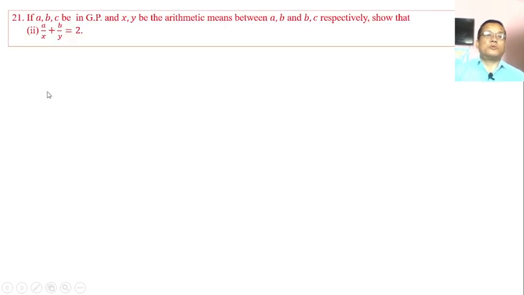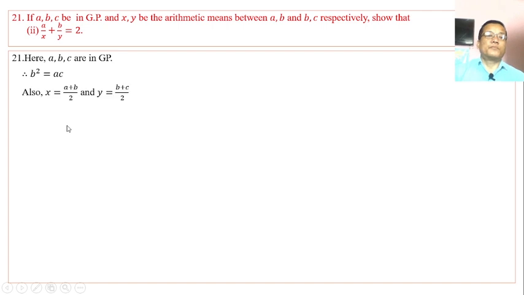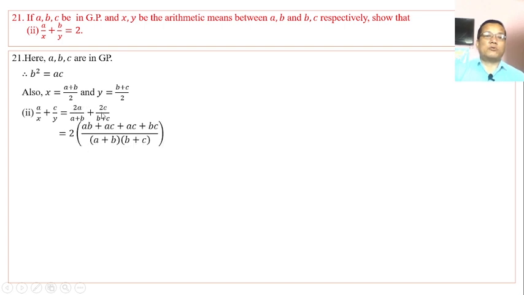For Roman number 2: 1 by X plus 1 by Y is to be shown using the values of X and Y. Taking 2 common in the numerator and summing up, we expand the denominator. Then the value of B square is replaced by CA, which gives twice the common factor, and we get 2. Hence Roman number 2 is also proved.